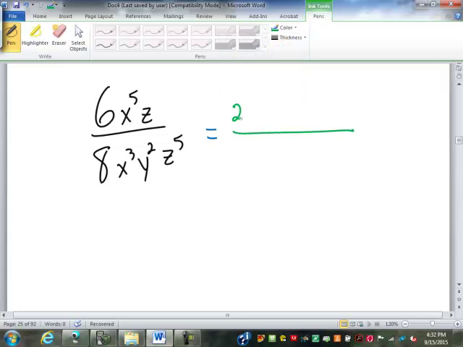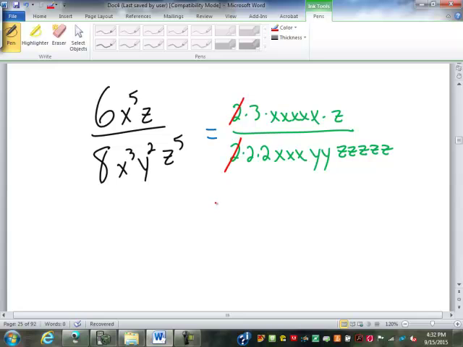6, of course, is going to factor into 2 times 3. X to the 5th is 5 x's, and then we have the z. 8 factors into 2 times 2 times 2. X to the 3rd is 3 x's. Y squared, 2 y's. And z to the 5th is 5 z's. If we cross off what's in common, we cross off a 2. Any other numbers? No, so for our number, it's going to be 3 over 4.